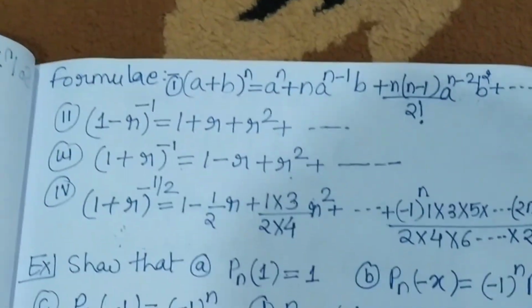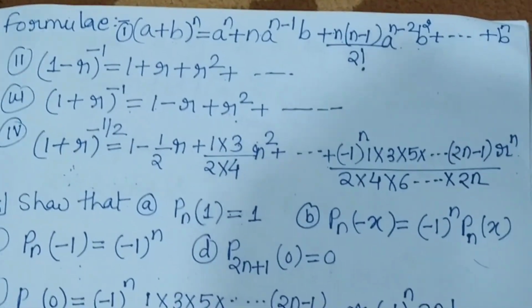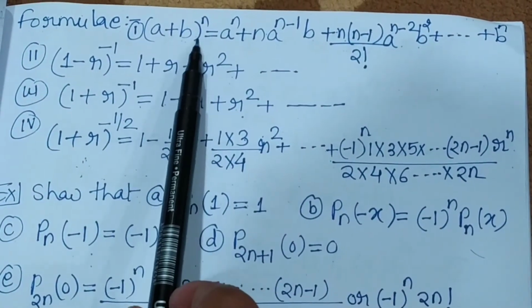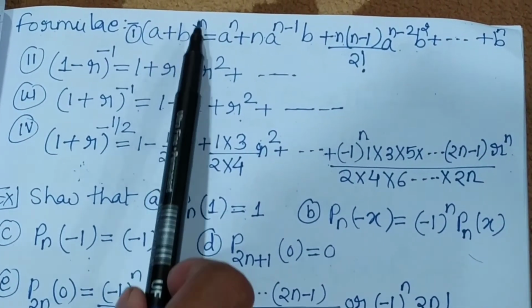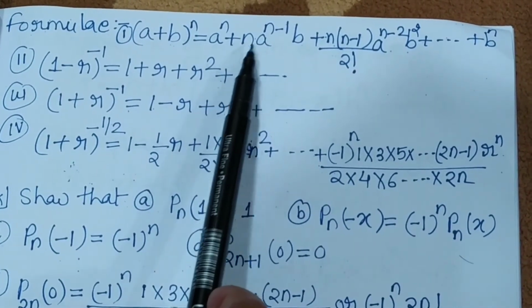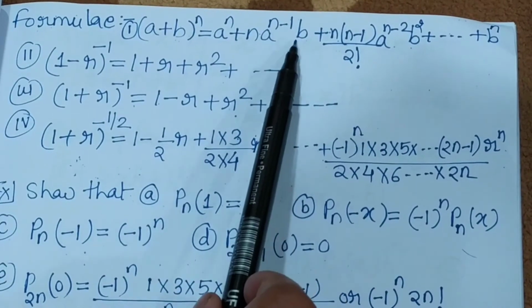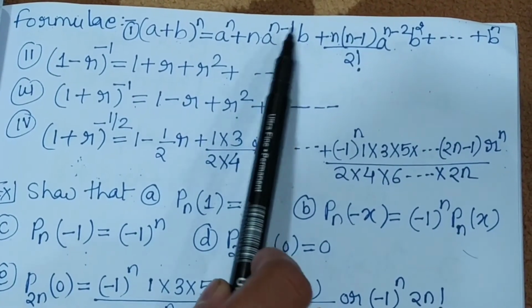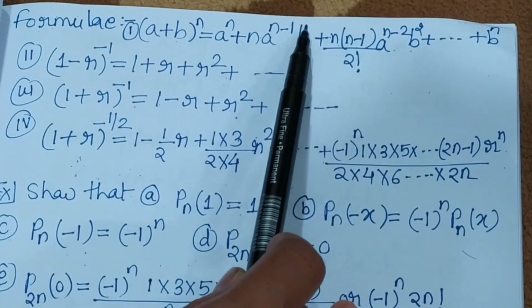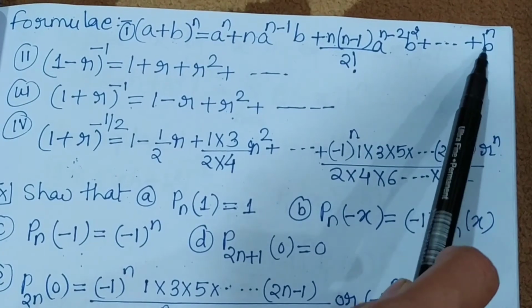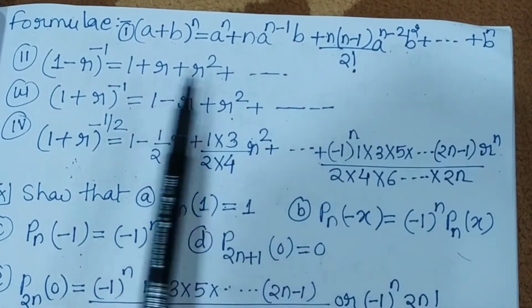Before that, let us see some important formulae required. The first one is the general binomial expansion: (a plus b) raised to n equals a raised to n plus n a raised to n minus 1 b, decreasing the power of the first term by 1 and increasing the power of the second term by 1. Going on repeating like this, we get the last term as b raised to n.